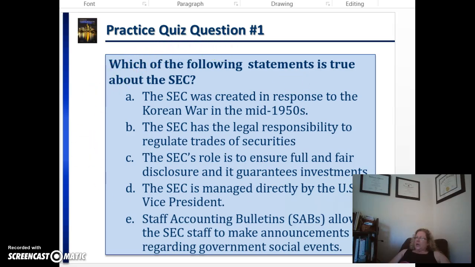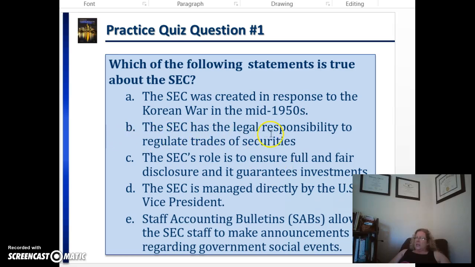Okay, so in looking at all of these, I don't think E would be right, even though the staff accounting bulletins, I do remember reading something about making announcements, but I don't think it was about social events. I don't remember reading about the SEC being managed by the U.S. Vice President. I don't think that's right. And then the SEC's role is to ensure full and fair disclosure. That sounds right, but I don't think they guarantee investments.